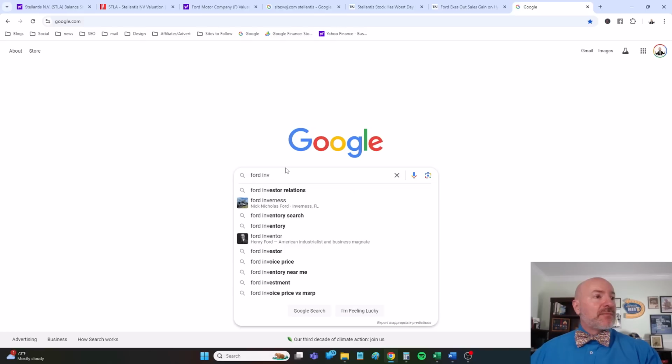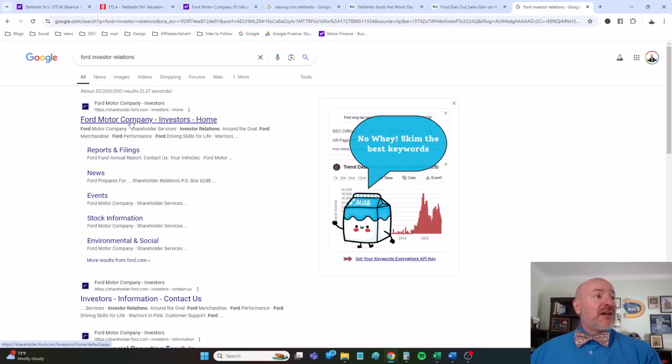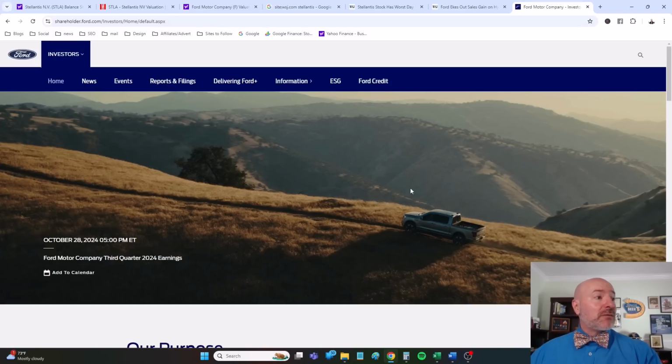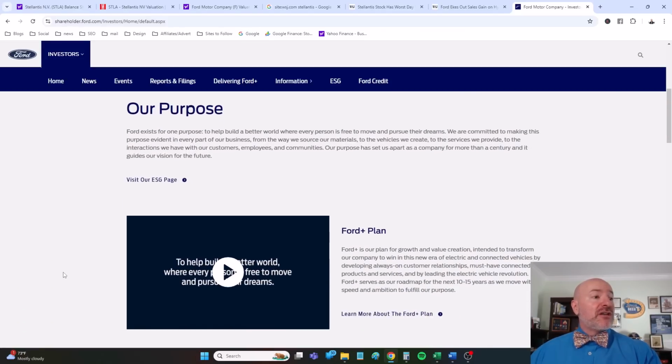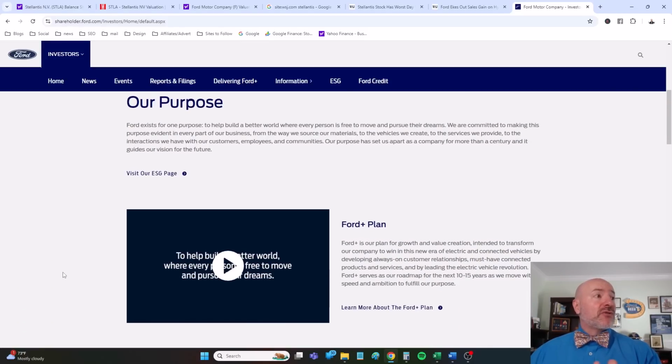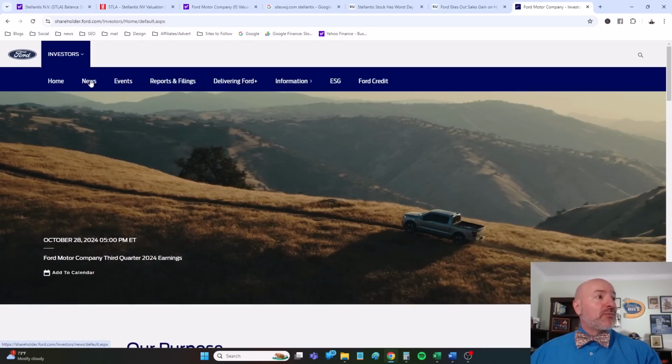You can see it pops up there, Ford Investor Relations. Now, the investor relations page of any company, they have to have an investor relations page, or an IR page, if they have publicly traded stock. So you're going to go here, and this is going to give you a lot of information to help you in your research. You're going to find all their financial statements, their reports, their filings, any events, so earnings reports, things like that. But what I like to look for is any presentations.